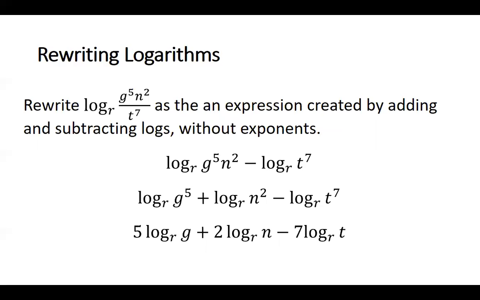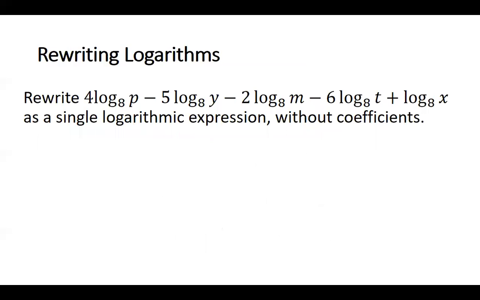So the process: we separated out the division by making it a subtraction of logs. We then separated out the product by making an addition of logs. And then we brought out the exponents by making them coefficients or multipliers. Well, what about the other direction?